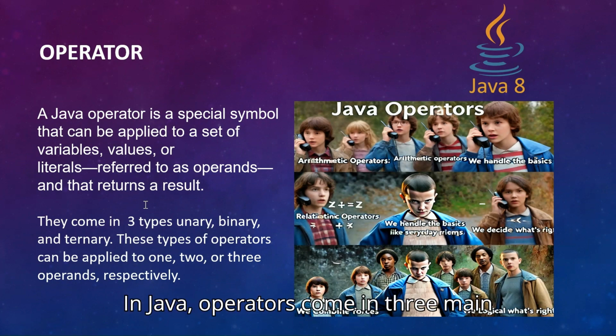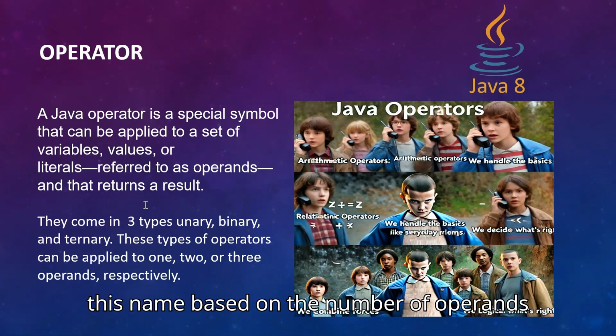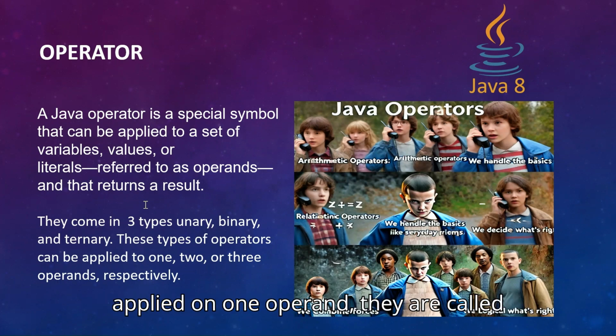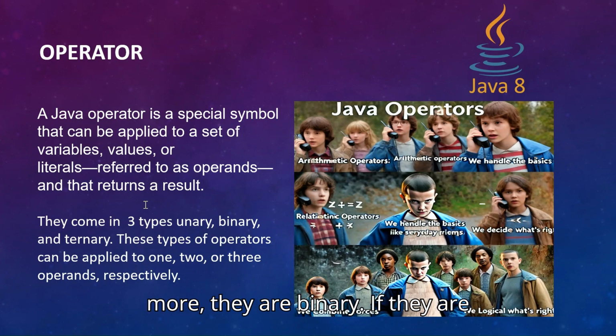In Java, operators come in three main types: unary, binary, and ternary. They get this name based on the number of operands that they are applied to. If they are applied on one operand, they are called unary. If they are applied on two or more, they are binary. If they are applied on three operands, they are called ternary.